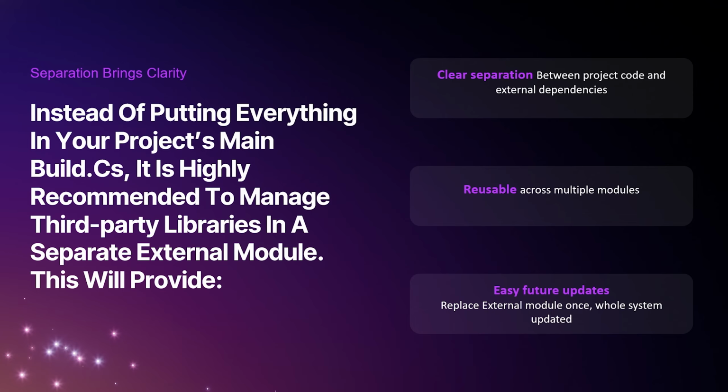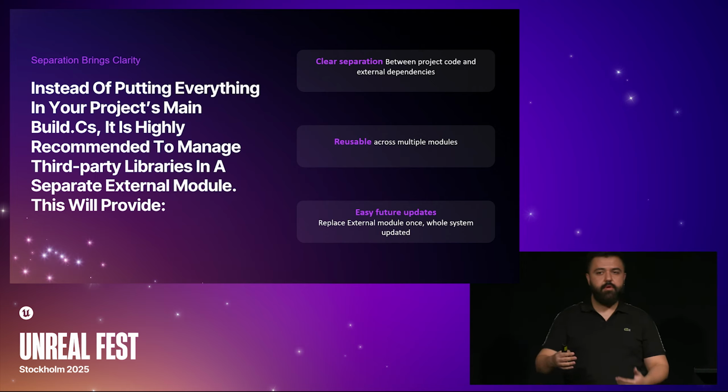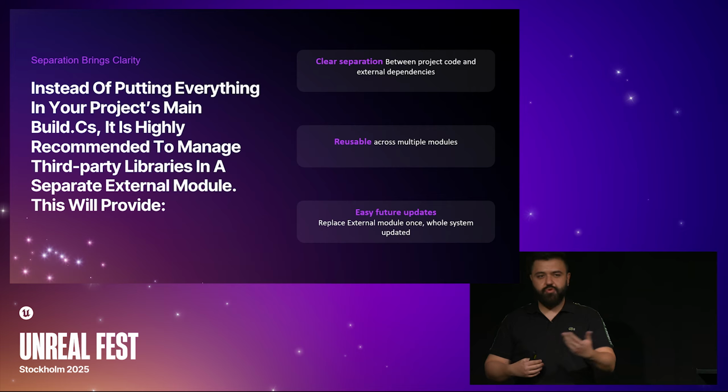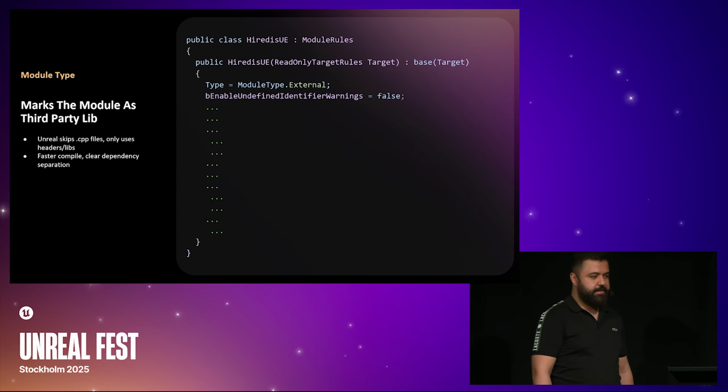Instead of putting everything in your project's main Build.cs file, I highly recommend creating an external module. So you can put all those internals there and you can separate the modules. If you want to use it with different modules or even with different projects, you can just use that module that you externally created. Also, if the library has new updates, you can just update the module and everything will be updated. And now let's dive into Build.cs.